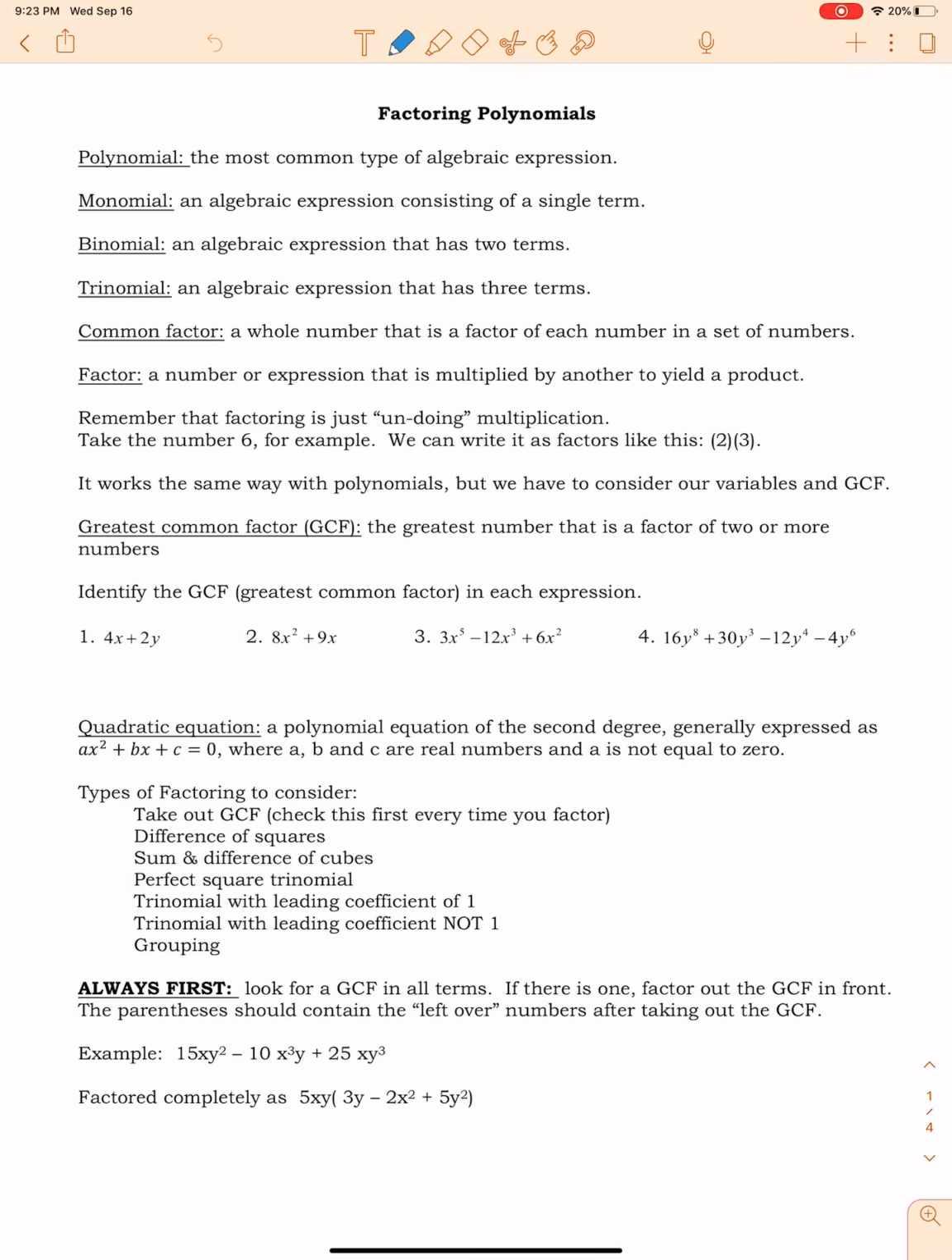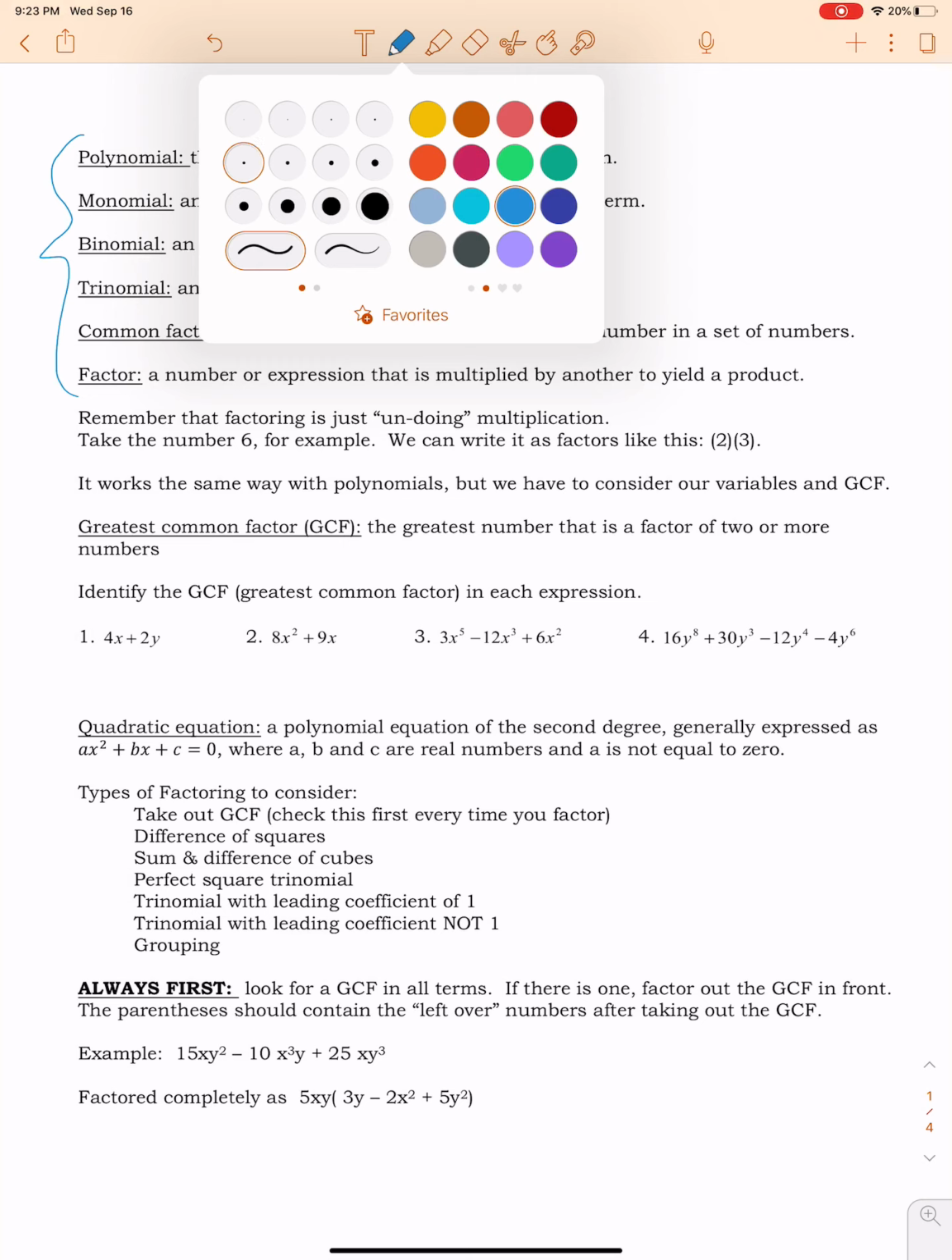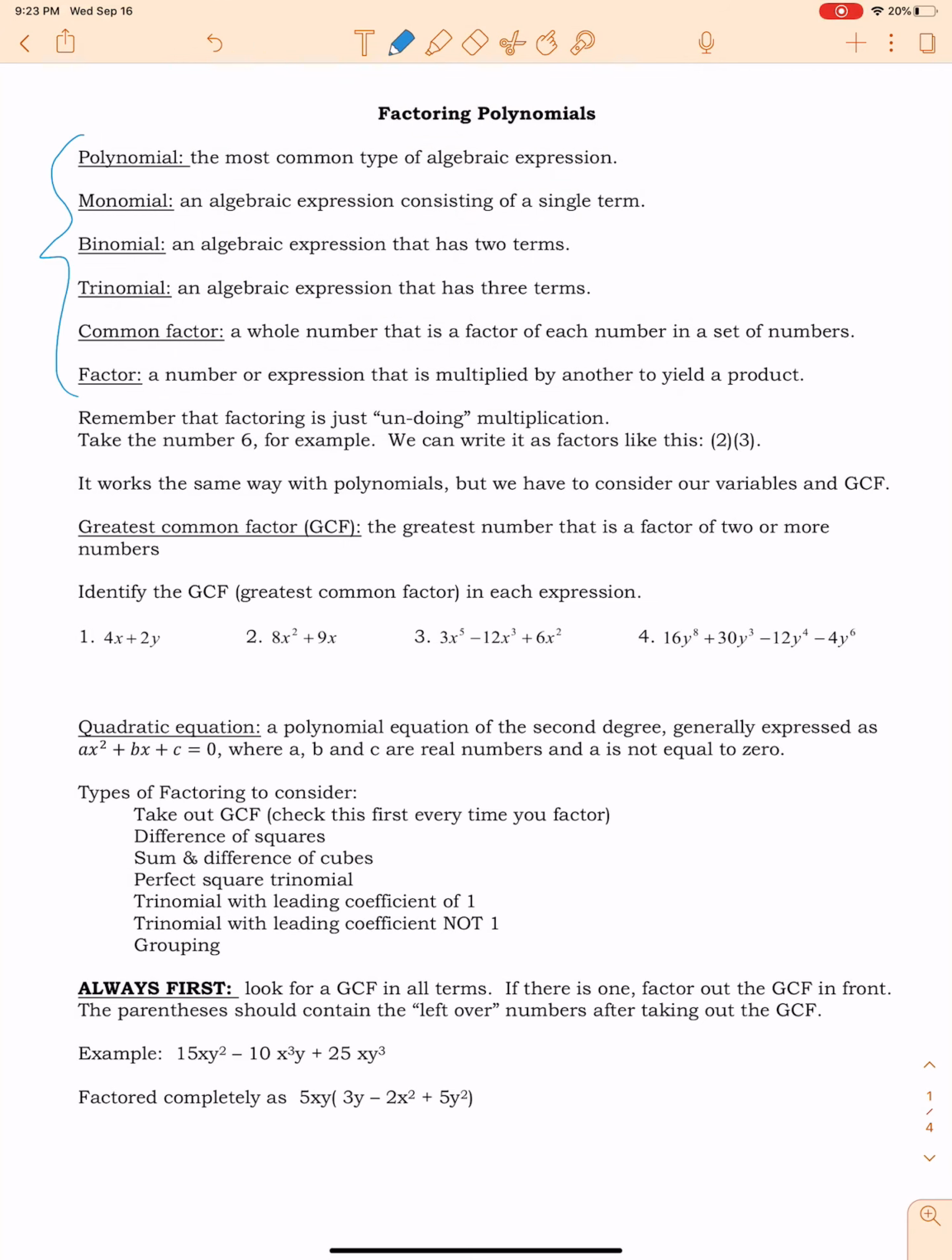All right, pre-cal, this is your factoring video. I'm going to put this document also in Canvas so you'll have it. But there's some vocabulary up here. I'm not going to go through that with you, but I am going to walk you through some of the factoring problems. So if you will jump down here to identifying the GCF, that is the first thing we're going to do.